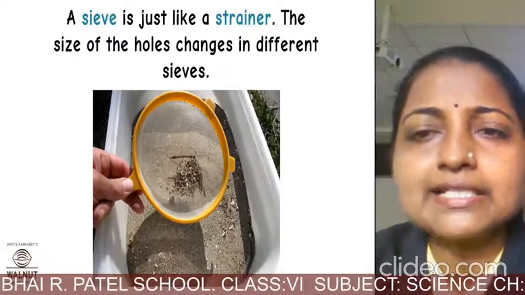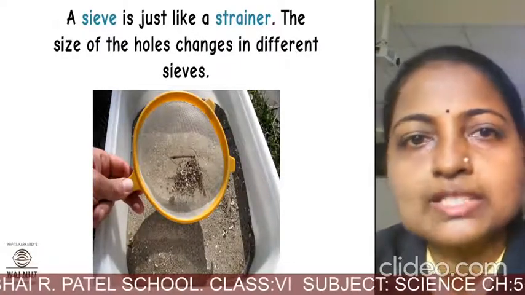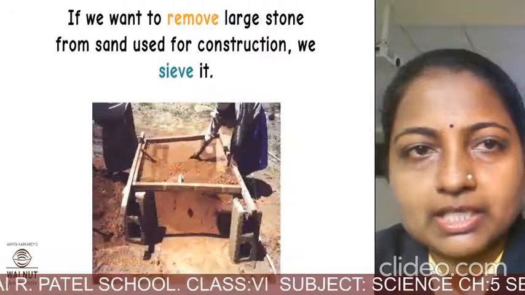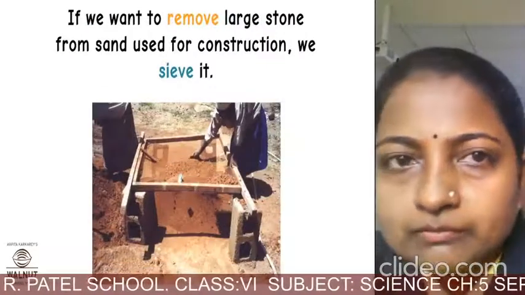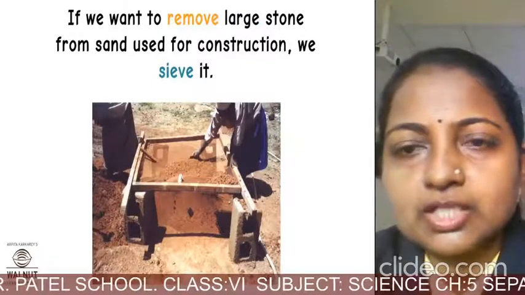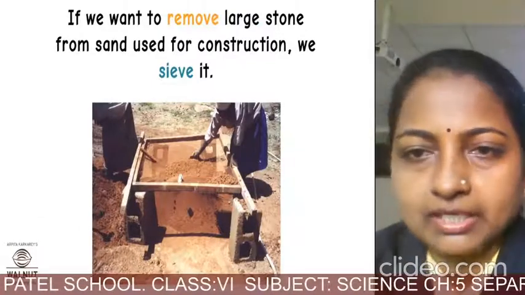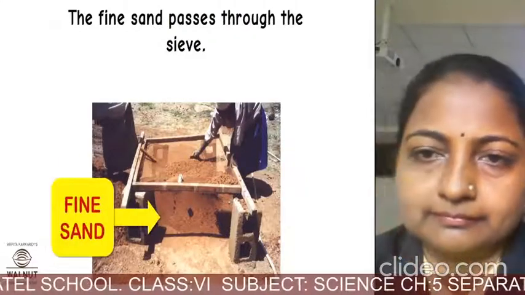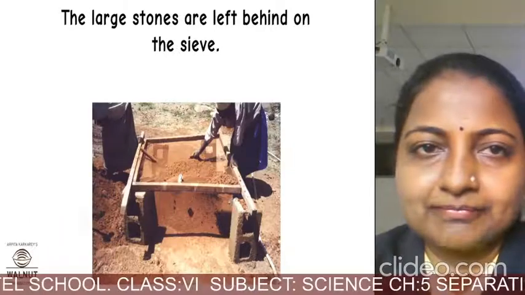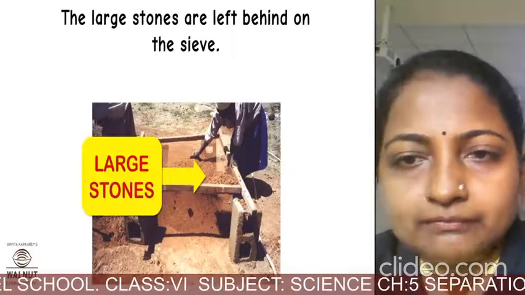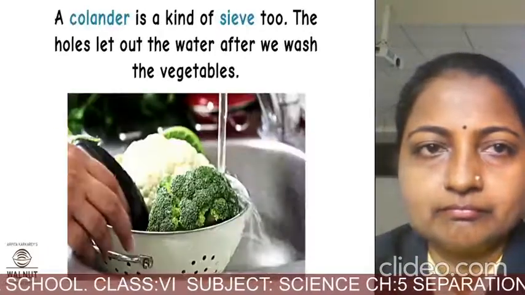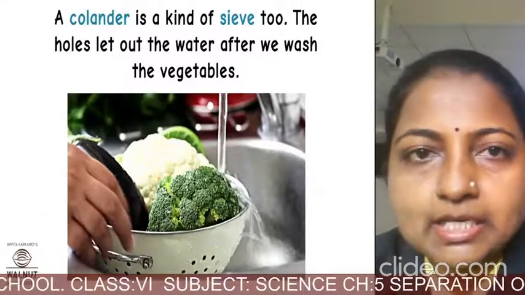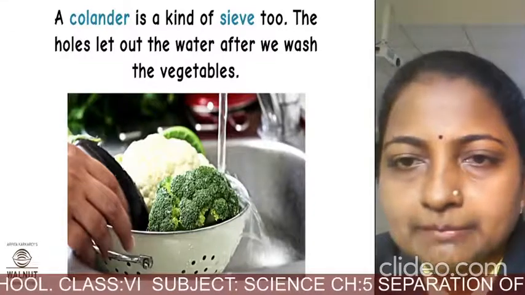A sieve is just like a strainer. The size of the holes changes in different sieves. Depending upon the size of particles we can use them. If we want to remove large stones from sand used for construction, we can sieve it with a different kind of sieve. The fine sand passes through the sieve. The large stones are left behind on the sieve. A colander is a kind of sieve too. The holes let out the water after we wash the vegetables.